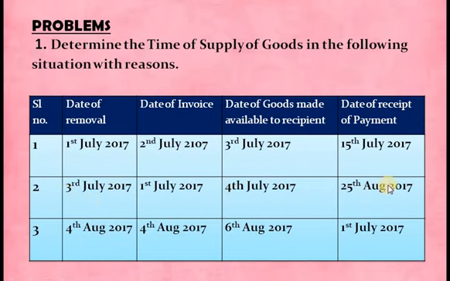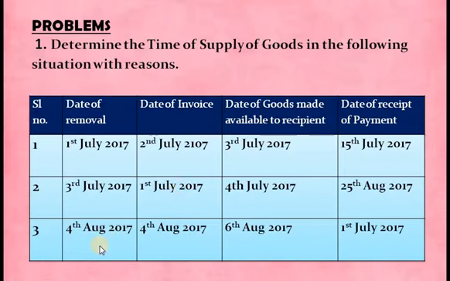When you come to the second case, the date of removal is 3rd July, the date of invoice is 1st July, the date of goods available is 4th July, and the date of receipt of payment is 25th August. In this we have to check which has taken place first. In the second situation, the time of supply is the date of invoice, because the invoice is given first, then the goods are removed, then they are available, and at last the payment is made. Hence in the second case, the date of invoice is considered as the time of supply, that is 1st July 2017.